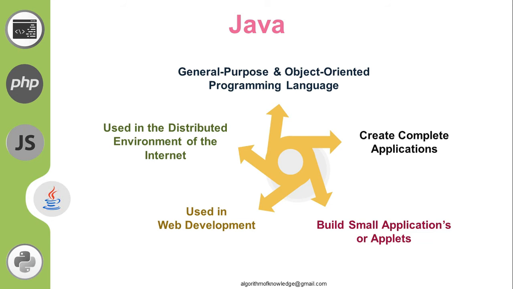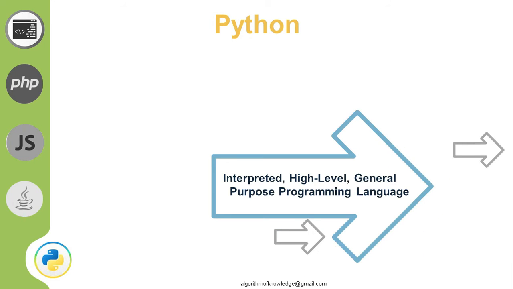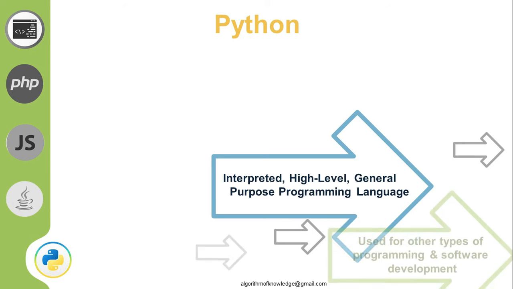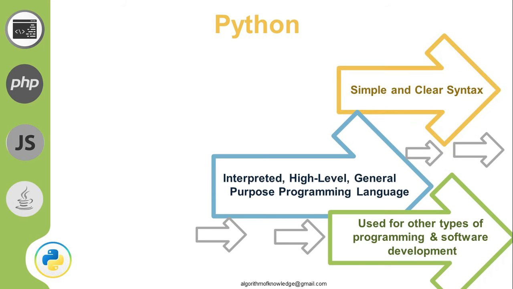The next programming language is Python. It is an interpreted high-level general-purpose programming language. Nowadays, it is gaining popularity in the IT world as it is well organized and easy to understand, so it can be used for other types of programming and software development besides web development. It is good for people who don't know anything about programming and are just getting started with programming. Python has simple and clear syntax, just like you would write some standard English.